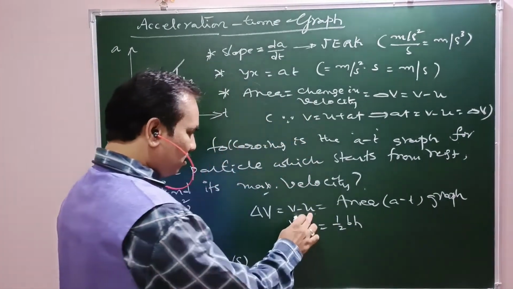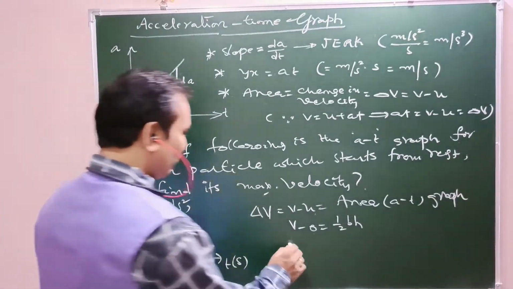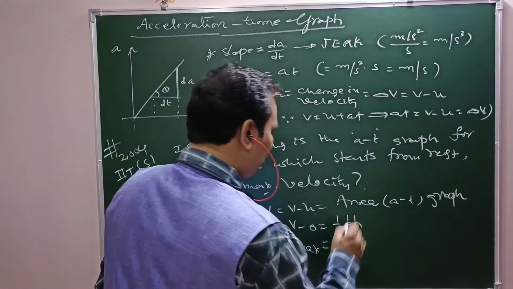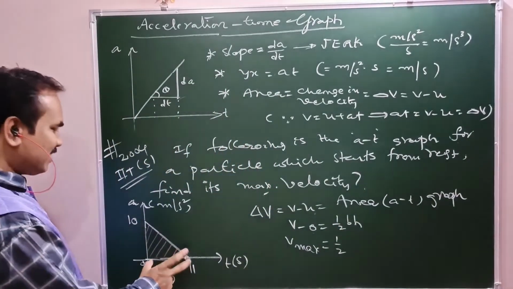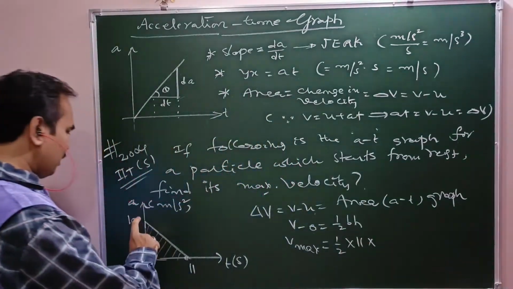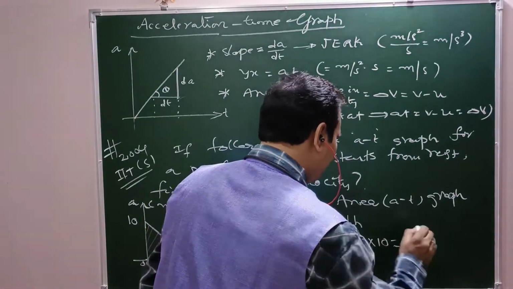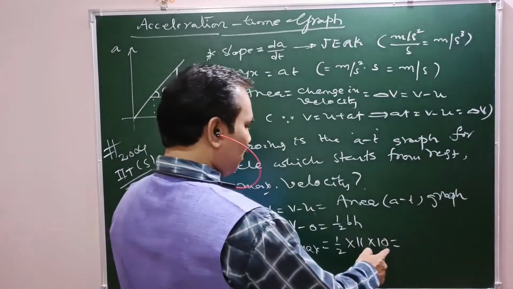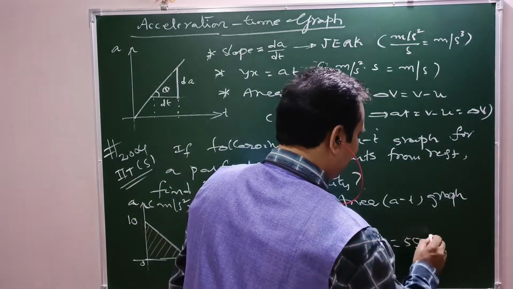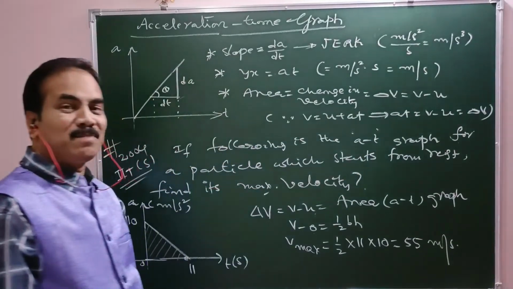So here u equals 0. Here v becomes the maximum velocity. So v max equals half into base, which is 11 seconds, into height, which is 10 meter per second square. That equals v max equals 10 into 11 is 110, by 2, that is 55 meter per second. So this is the maximum velocity.